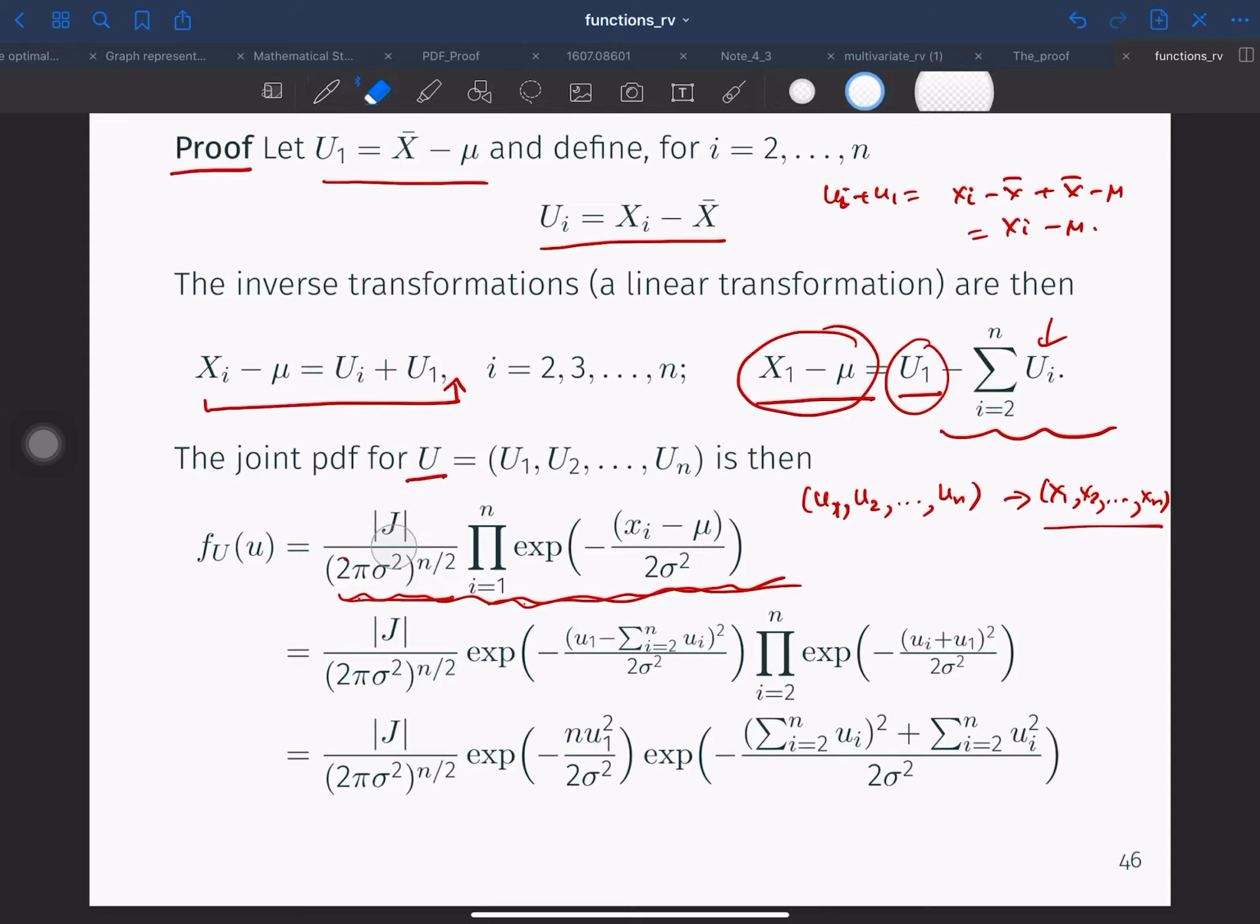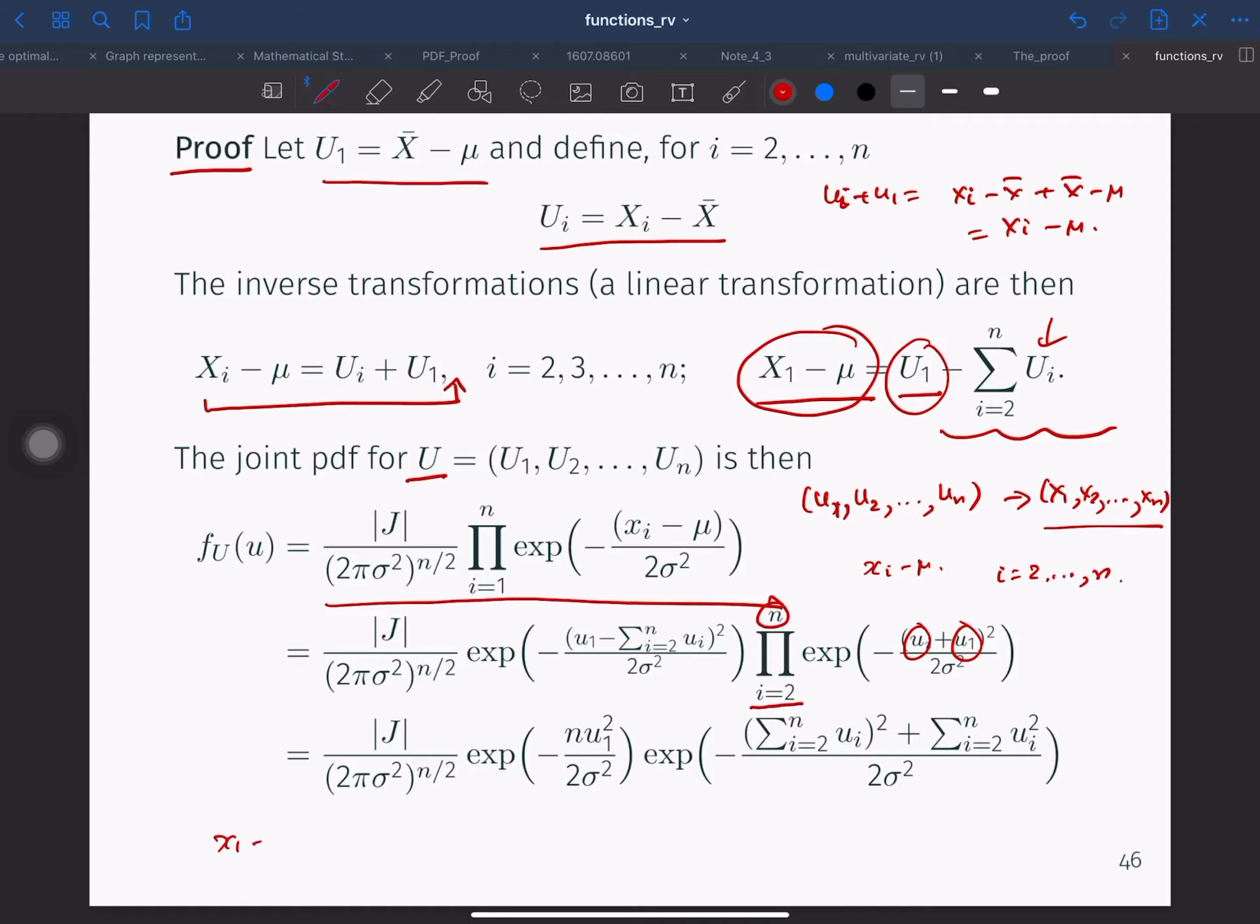So in any case, this is the joint PDF for u. And we note that xi minus mu is equal to ui plus u1 for i from 2 up to n. So that's why you take the product for i from 2 up to n. And then for the case when x1 minus mu, as we said earlier, it is u1 minus the summation of ui for i from 2 up to n. And so this part is for x1.